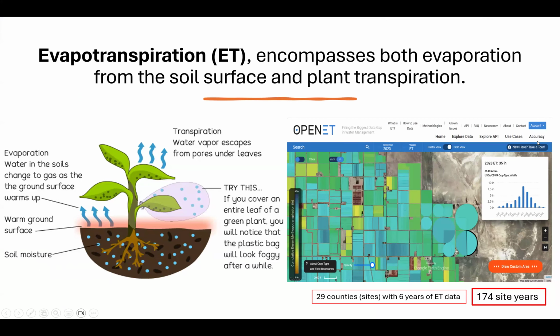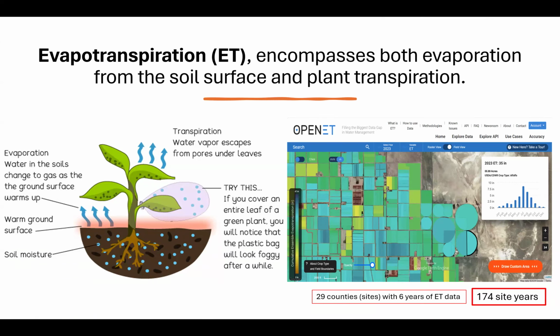So, at the very first, what exactly is evapotranspiration? It's simply the evaporation from the soil surface and the transpiration from the plant surface. We have already used the OpenET data source, so we all know about that. That's the particular software I used. From that, I have collected the evapotranspiration data from each county of Utah.